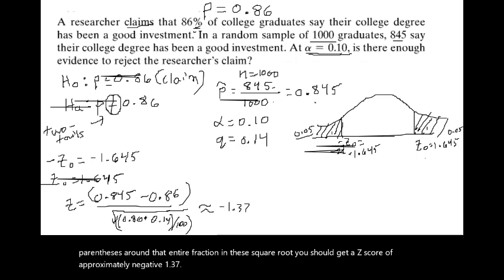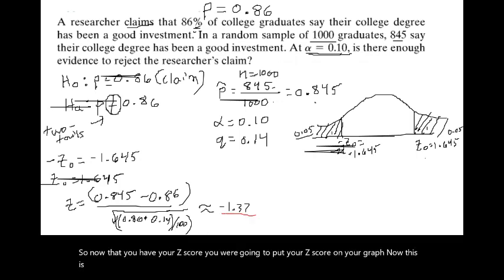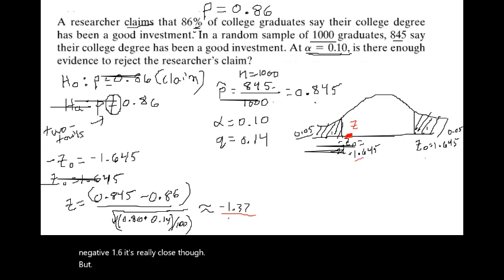Now that you have your z-score, you put it on your graph. This is a negative z-score, so it is clearly to the left. However, it's not quite as far to the left as negative 1.645. It's really close, though, but z just falls short of the rejection region. So your initial decision is that you fail to reject H naught.